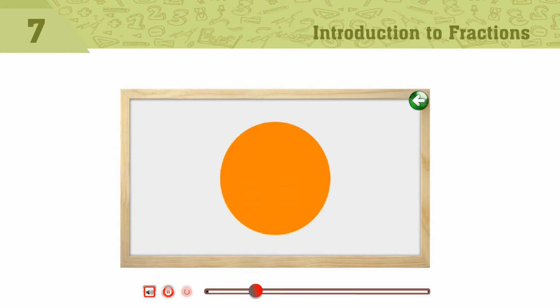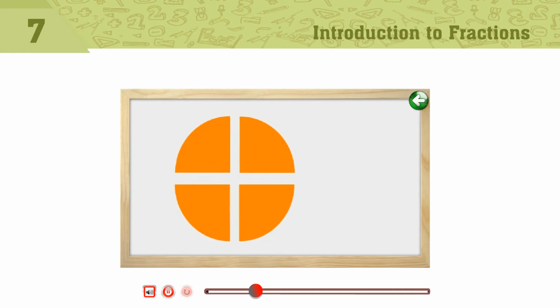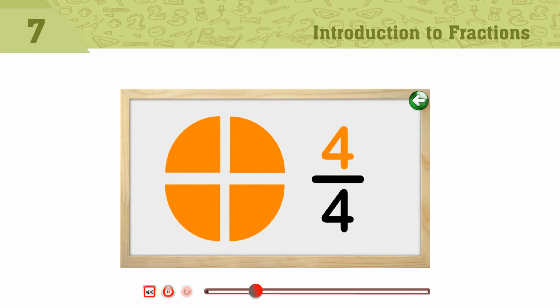Here is another circle and I divided this circle into 4 separate parts. Right now I have 4 pieces over 4 pieces. We call these 4/4. There are 1, 2, 3, 4 pieces, 4/4. But hey, I want 1.